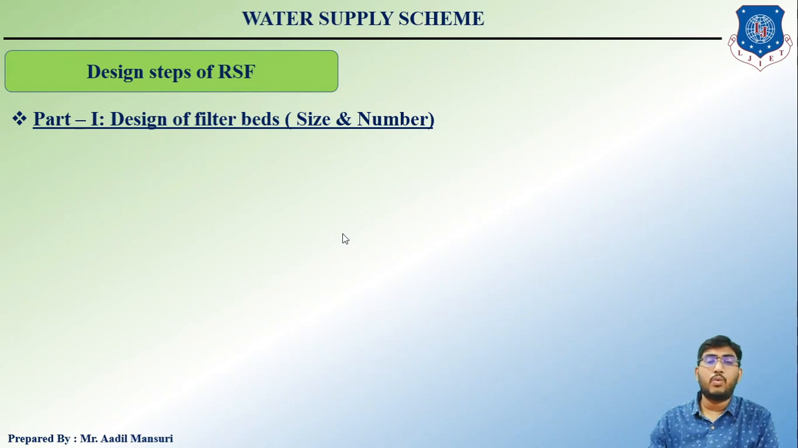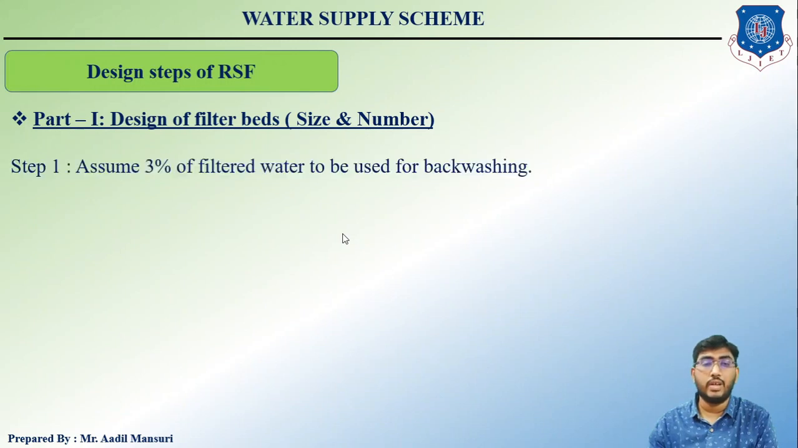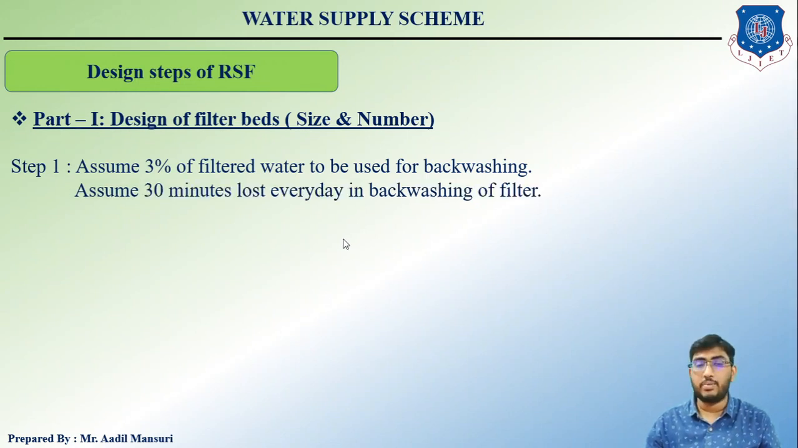Okay, so moving further, let's talk about the design steps of RSF. Usually only part 1 is asked. So part 1 includes design of filter beds, that are the number and the size of beds required. So first step will be you have to assume the filtered water to be used for backwashing, that is 3%. Then you have to assume that 30 minutes of time will be lost every day in backwashing of the filter, right? That is, if you are allowing for filtration for 24 hours, then out of 24 hours 30 minutes will be used for backwashing of the filter media.